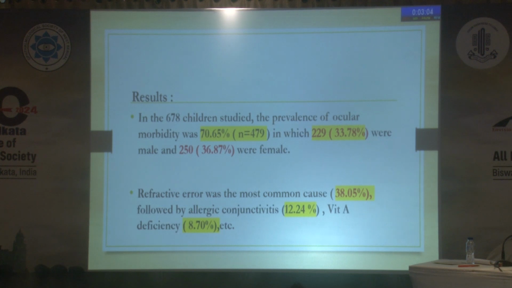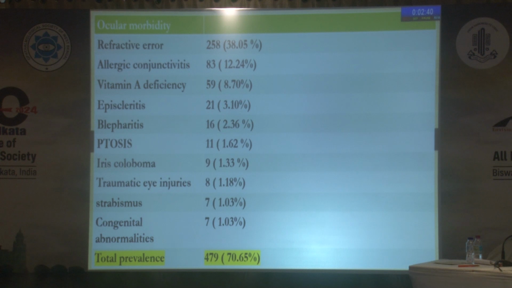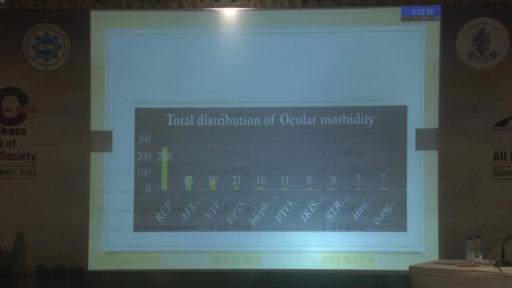Result: in the 678 children studied, the prevalence of ocular morbidity was 70.65%, in which 33.78% were male and 36.87% were female. Refractive error was the most common cause, 38.05%, followed by allergic conjunctivitis 12.24% and vitamin A deficiency 8.70%. Out of 70.65%, approximately 38% was refractive error, 12% allergic conjunctivitis, and approximately 9% vitamin A deficiency. This is shown by the line chart.